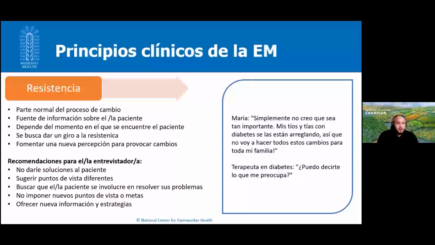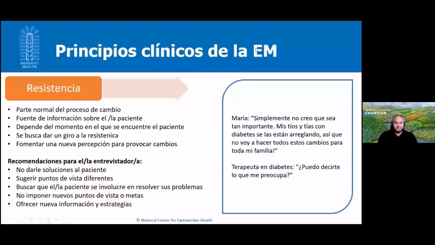This way they might be able to think, well, maybe there is a way for me to change the way that I deal with my disease, with my situation. So some recommendations for the interviewer is don't offer any potential solutions. Don't tell them what they need to do. You may suggest certain points of view, and what we're looking for is that the patient gets involved in this active process of thinking, of creating solutions to problems. And this is something that we're going to work with the patient with.